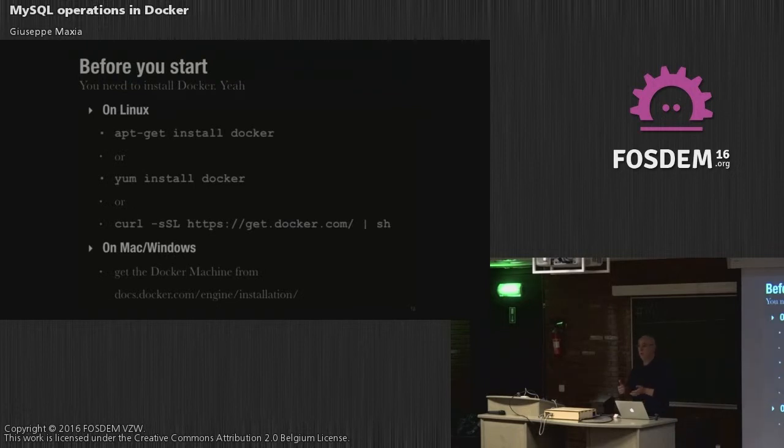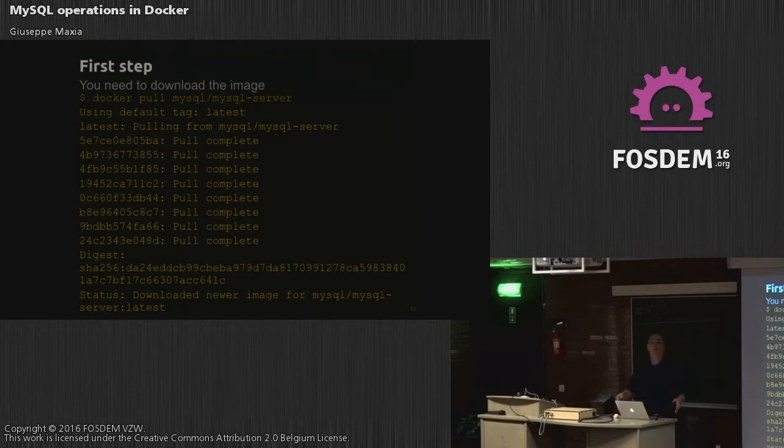So you need to install Docker. If you are on Linux, you use apt-get or yum, or you can use the getdocker.com script to install on your Linux. Whatever you do is fine. The latter will deploy the most common current version of Docker. On Mac or Windows, you need to use the Docker machine that I mentioned before.